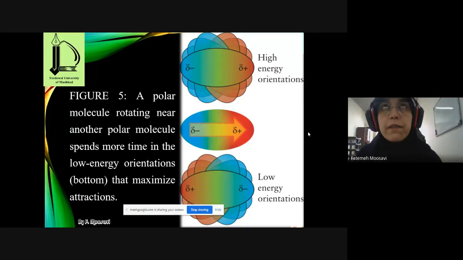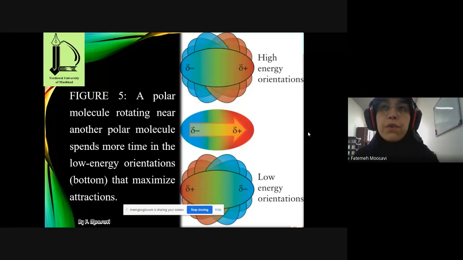So we say that an ideal gas doesn't have any interaction between the molecules. In the case that polar molecules rotate near other polar molecules and spend more time in the lower energy orientation, we see that the interaction between the molecules is attraction, and it maximizes attraction. So, for molecules in the gas phase, neighbors linger slightly in energetically favorable orientations, and so the attractive interactions between opposite charges slightly outweigh the repulsive interactions between like partial charges. As a result, there is a weak net attraction between rotating neighboring polar molecules in the gas phase.